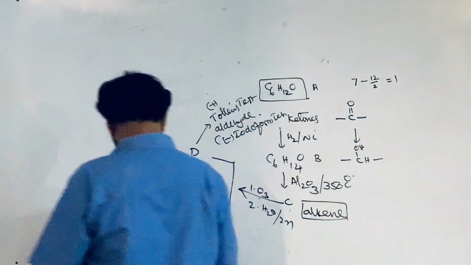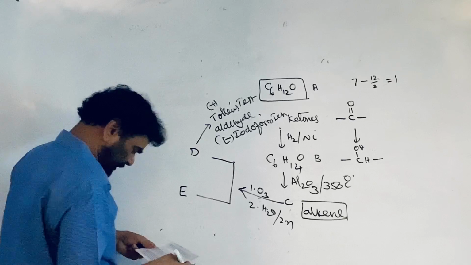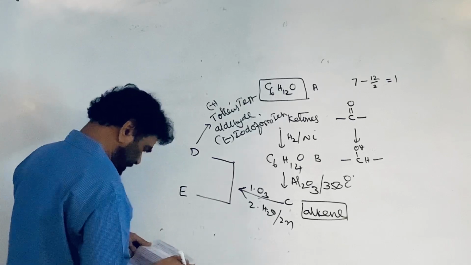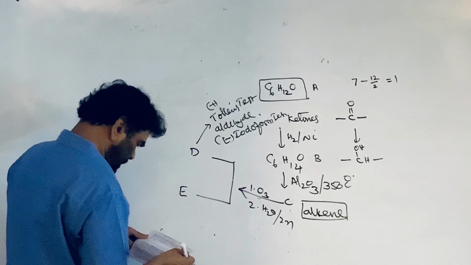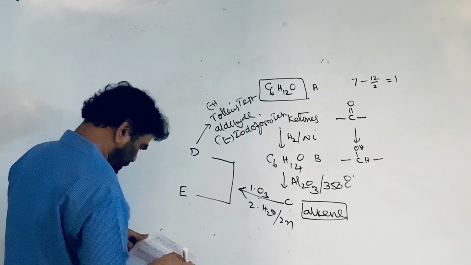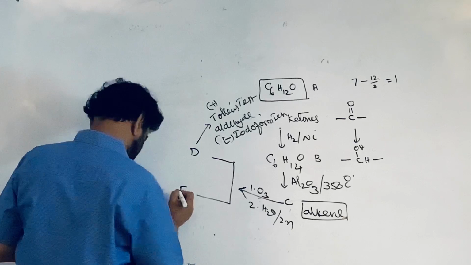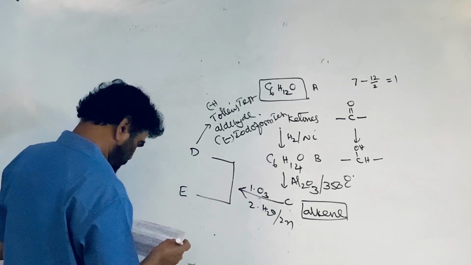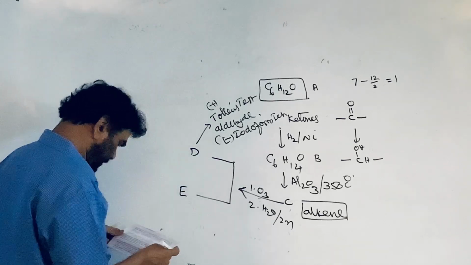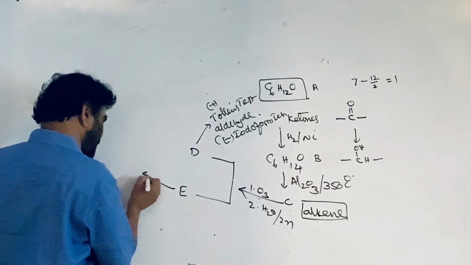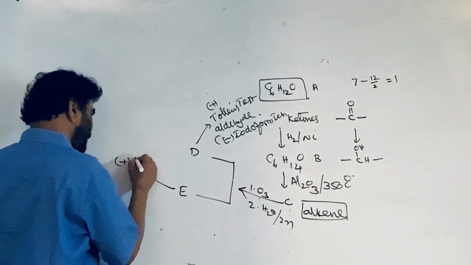And now, what about E? E reacts with sodium hydroxide and iodine. This gives a positive iodoform test.